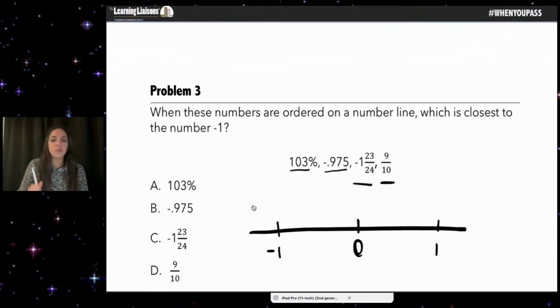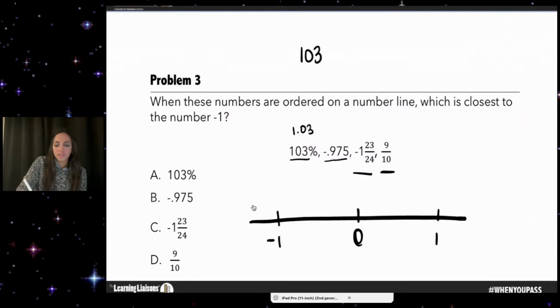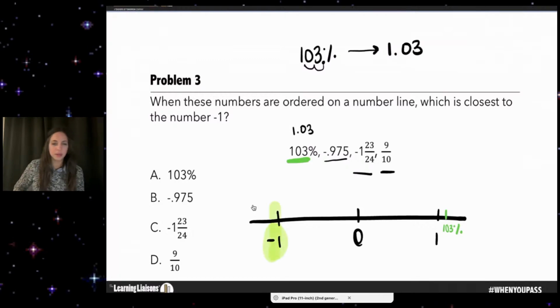So 103% is going to equal 1.03. And you say, wait a minute, how did you just get that? Well, to convert a percent into a decimal, all I'm going to do is place an imaginary decimal if I don't see one, and I'm going to hop it to the left 2 times. Hop, hop, which gives me 1.03. That places this number over here. Is that anywhere close to -1, my target number? No.